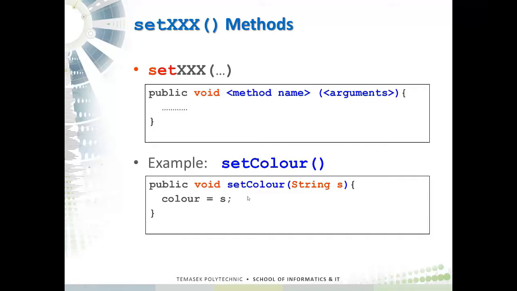Now, it depends on what you're trying to change. Here you're trying to set color. So obviously it's this dot color. Of course you can just write this, but it'll be clearer if you write out this dot color equals s. S being whatever you typed in.